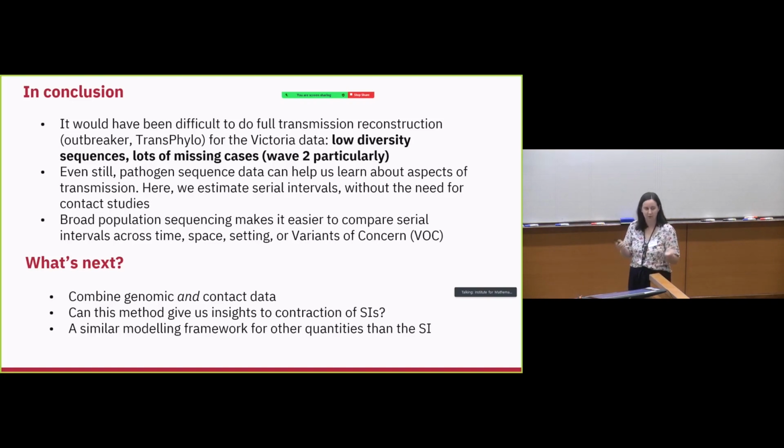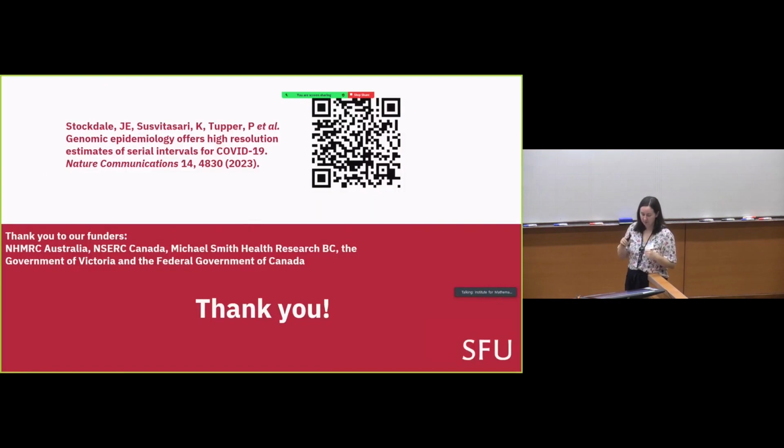Here we're estimating serial intervals without needing contact studies. And if we are able to get more of this kind of broad population sequencing, it's going to be easier to compare and contrast different intervals across time and space and setting. And what I'm thinking about for this next is, could I do better than this if I combined genomic and contact data? I do have it for these Victorian intervals, so maybe the best thing is to use everything I've got. And are there other quantities that we can think about that would be applicable in this modeling framework? So with that being said, I'll leave it there.